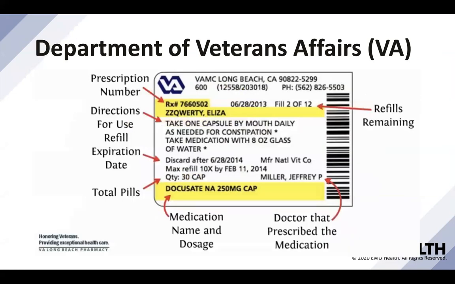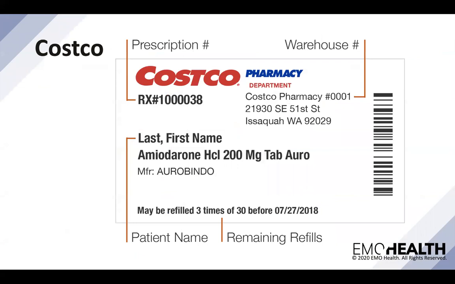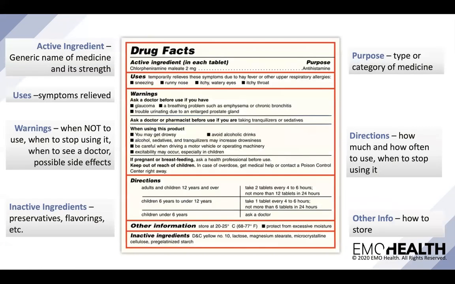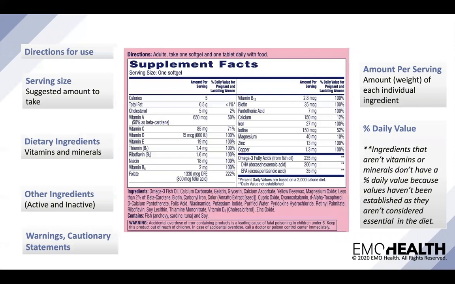If you have someone that goes to the VA, here's a Department of Veterans Affairs label. Someone goes to Costco, here's the standard format for that pharmacy. And then we want to provide you one additional example of a drug facts label and a supplement facts label.